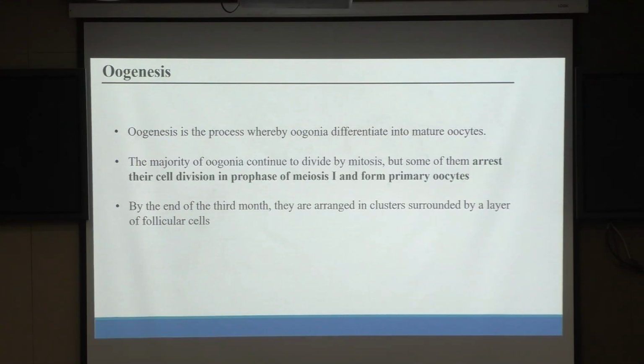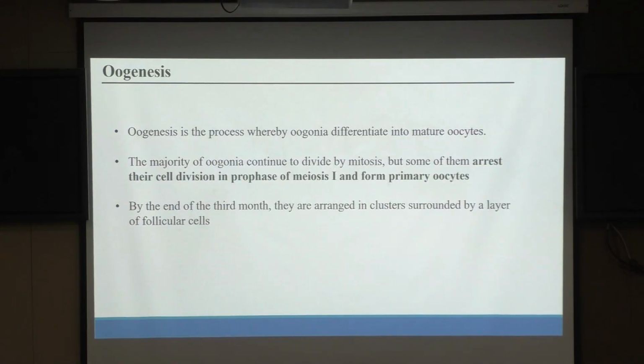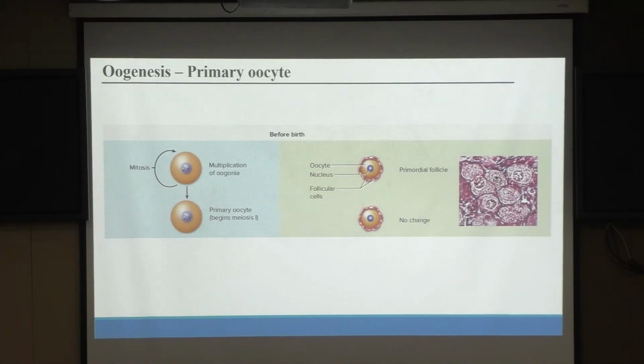Now, by the end of the 3rd month of intrauterine life, the oogonial cells, which are getting differentiated into primary oocytes, are surrounded by a layer of follicular cells. These follicular cells are derived from the ovary, and they form what is called a primordial follicle. So the oocyte surrounded by a layer of follicular cells is called a primordial follicle. All these things are happening before birth.